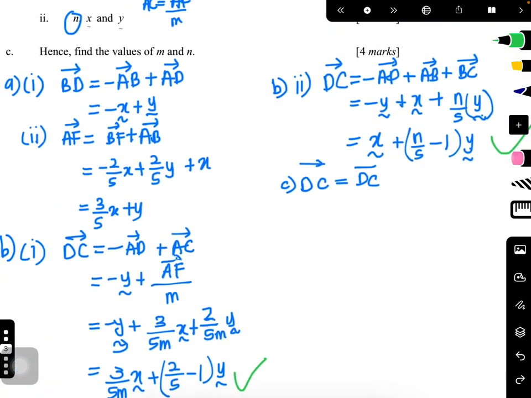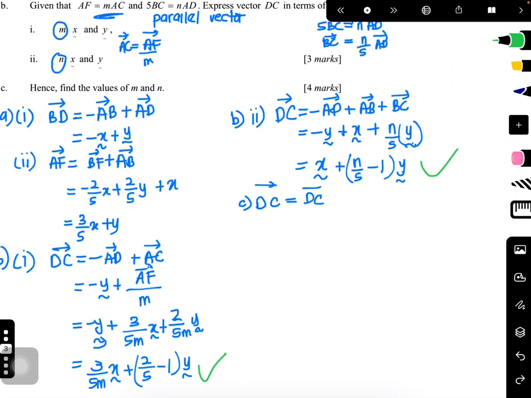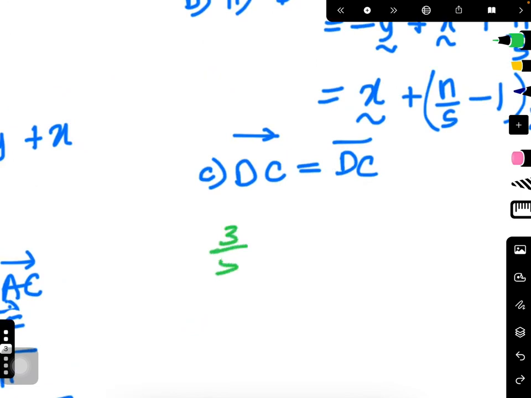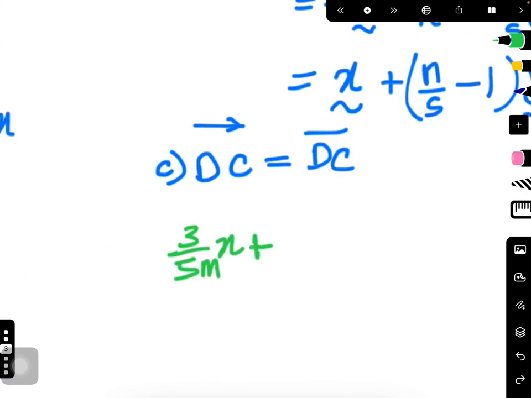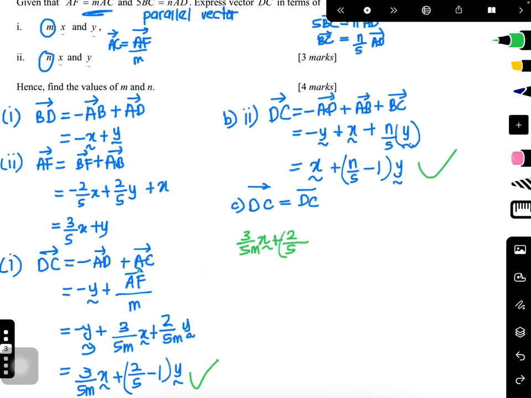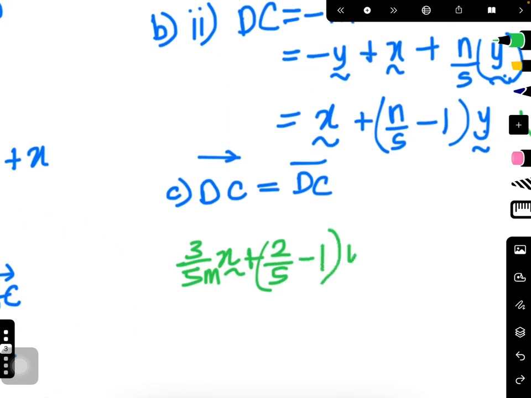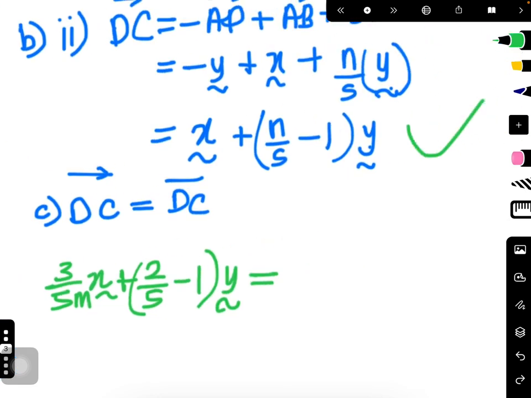Equate them. To equate them, 3 over 5 m x plus 2 over 5 minus 1 y equal to x plus, in bracket, n over 5 minus 1 y.